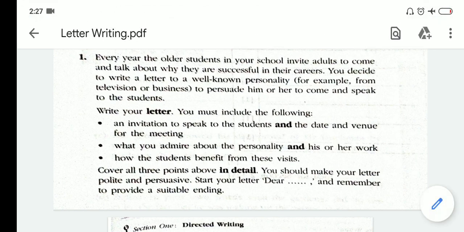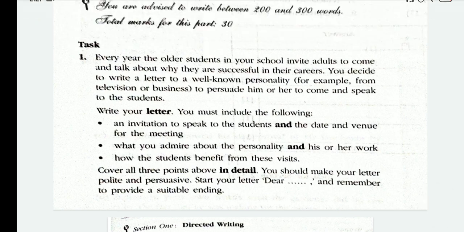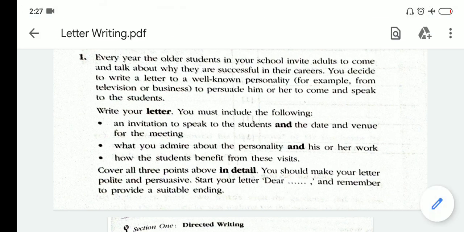You should make your letter polite and persuasive. The tone should be polite. Obviously you're writing to a renowned personality, and it is very much a formal letter, and your tone should be polite and it should be persuasive as well. You have to persuade as well. You should persuade that personality so that he or she does not deny coming to your school.